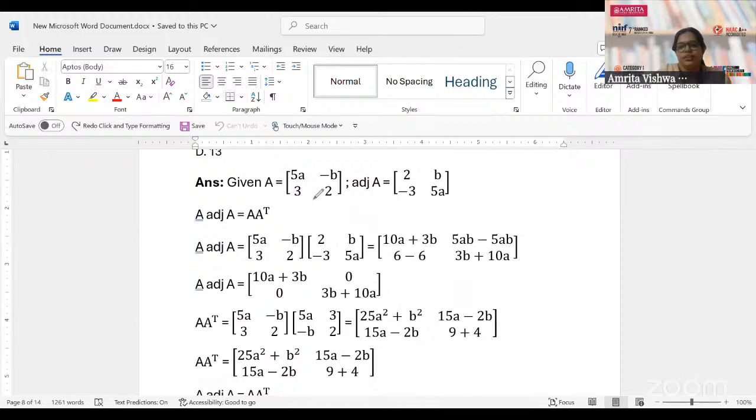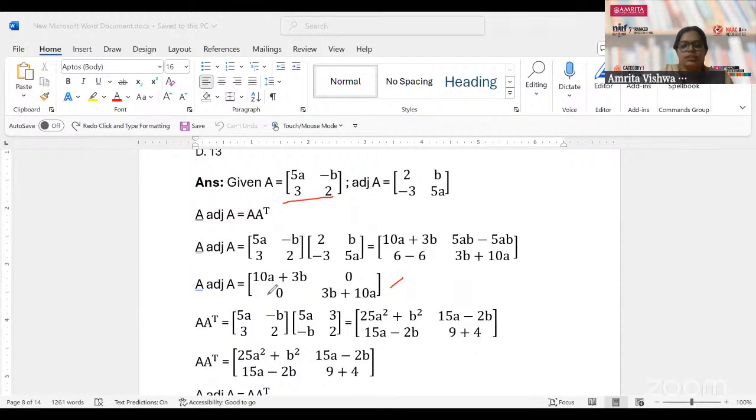So A is given. You need to find the adjoint A. So I'm just changing the diagonals. It's 5A and 2, and I'm just going to change the sign. So it will be something like 2 and 5A. This minus comes to 3 and B becomes positive. Now A into adjoint A is equal to A transpose. As you have A and adjoint A, you can just solve and find A into adjoint A. Now coming to A transpose, this is 5A minus B, 3 and 2, so it's going to be 5A, 3 minus B, 2.